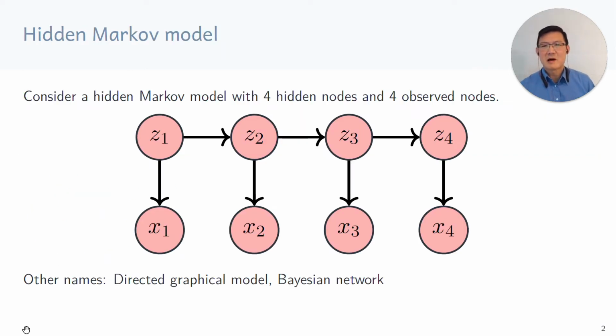So consider a hidden Markov model with 4 hidden nodes and 4 observed nodes, as shown by the directed graphical model in the middle of the slide. We denote the hidden nodes by the variables z1 to z4, and we denote the observed nodes by variables x1 to x4.